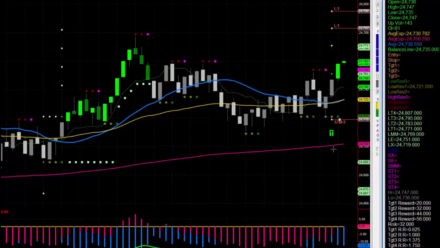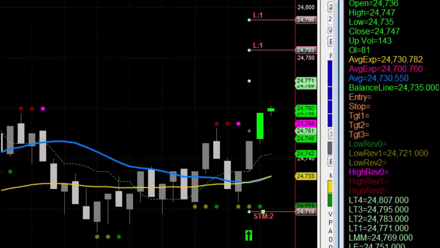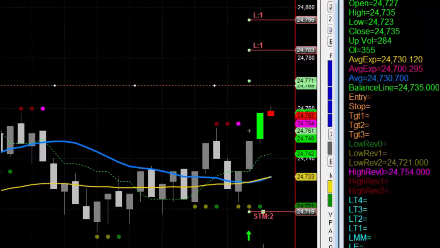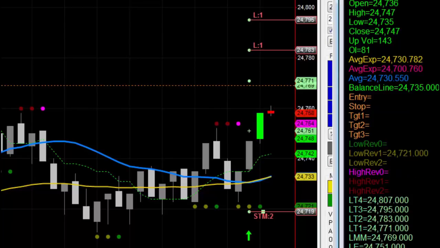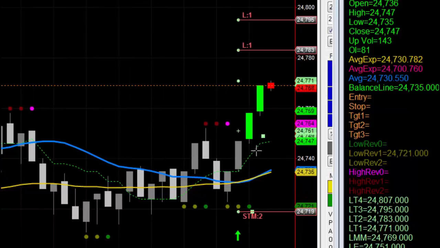My first objective is to get to this little dot right here. I'm going to put a line over it. If I get to this level here, I will move my stop up and lock in 1 tick to cover my costs and eliminate the risk. Markets just opened a few minutes ago, almost at the money management level. There it is. You see how the stop moved up?